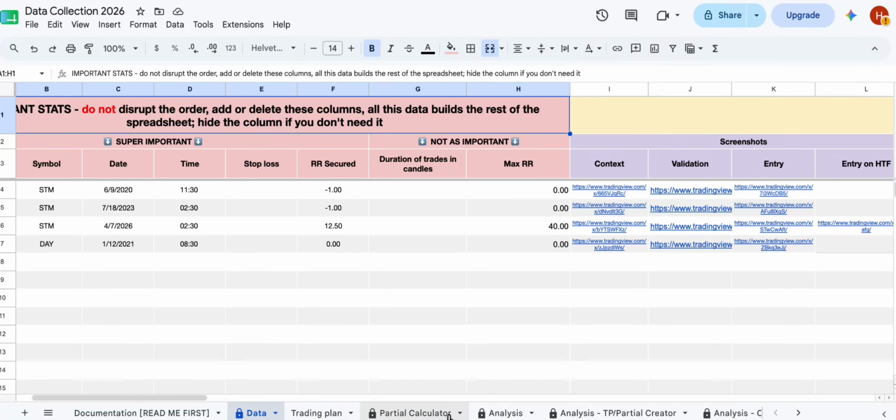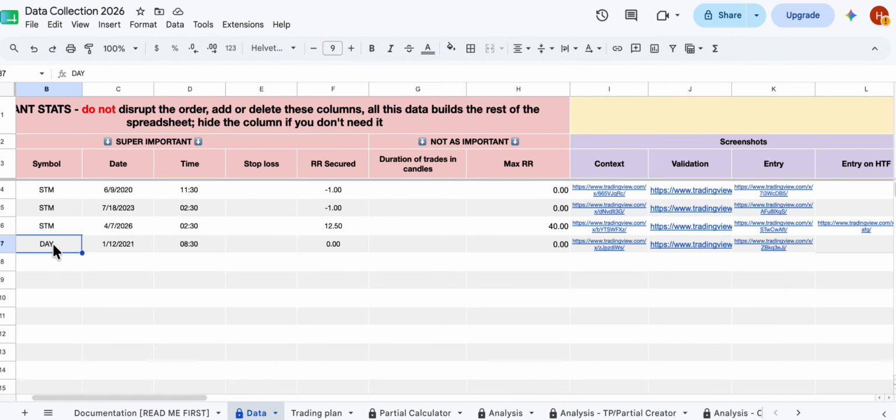Hey you guys, we are back with another session of backtesting. I ended up backtesting this stock right here yesterday, and throughout the entire backtesting session I only got one trade, and it was actually a 0 RR.